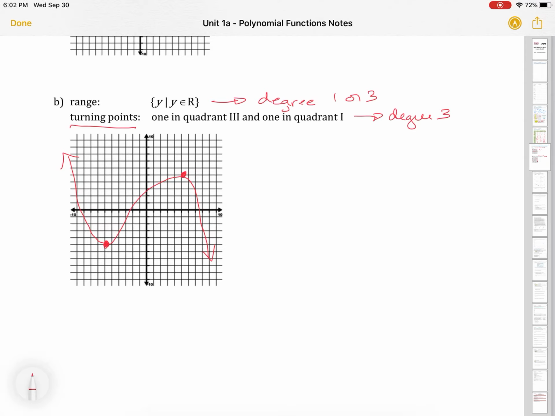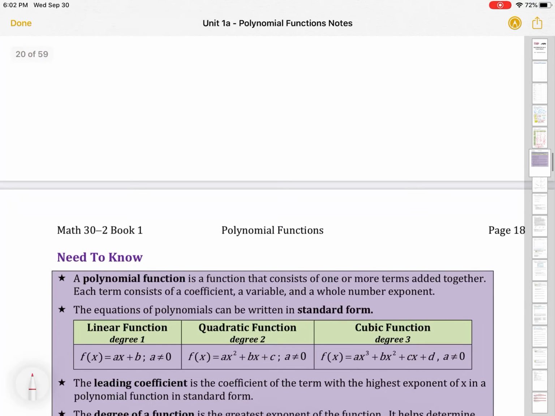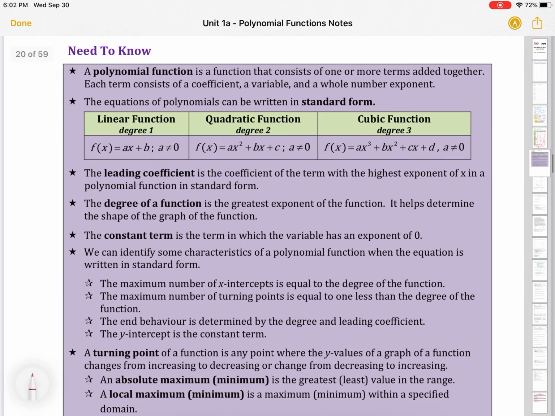And again, it's a sketch. Doesn't have to be perfect. And you could make those points anywhere in 1 or 3. Okay? So that's just taking some of the clues laid out and saying, okay, what could this look like? So there's a lot of information there.